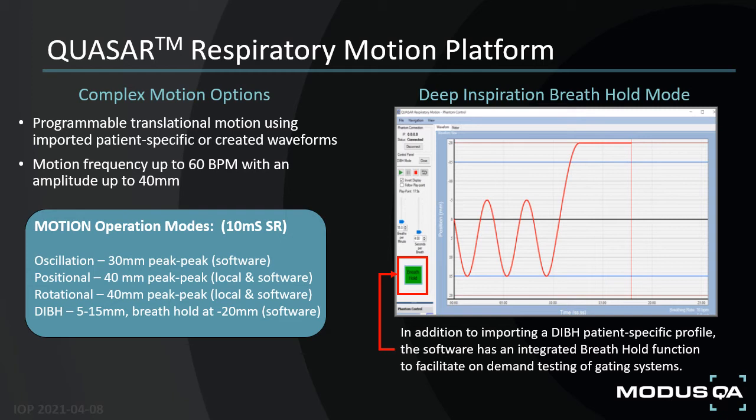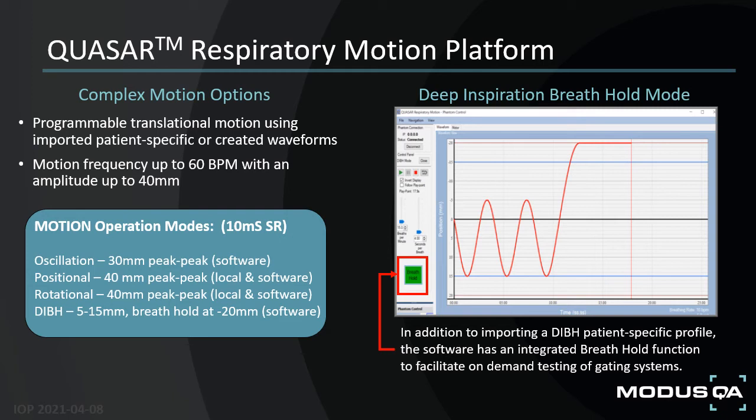So this is actually particularly useful in oscillation mode, in which the phantom motion is controlled by the software, as theoretically you can change the waveform shape and then the motion will adjust in real time in under 10 milliseconds. In addition to this mode of operation, there's also positional mode, in which the physicist can hold the phantom at a very select position.